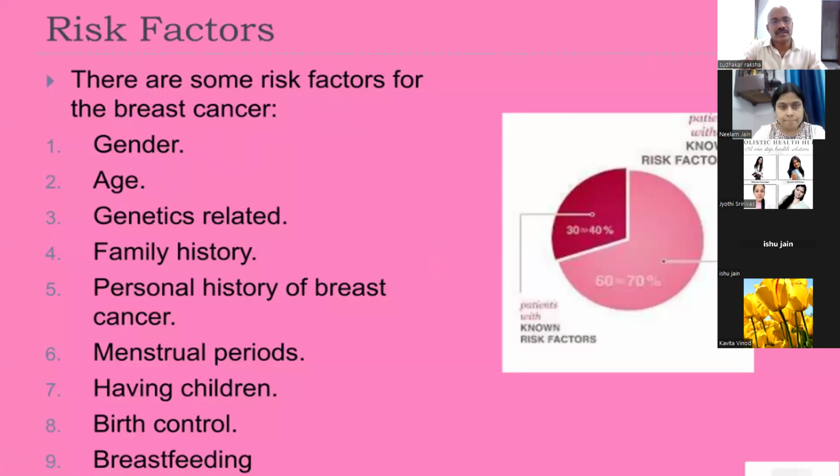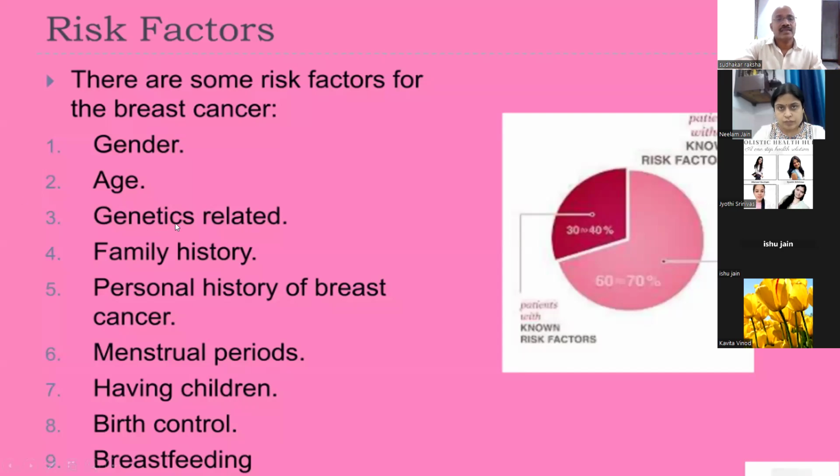The age risk: once puberty, menarche, occurs, gradually, as the age increases, the risk for breast carcinoma also increases. After the age of 50 years, around 75% of breast carcinomas occur, and the peak incidence is around the 7th decade of life. So as the age increases, the risk for breast carcinoma increases. The peak incidence is in the 7th decade of life.